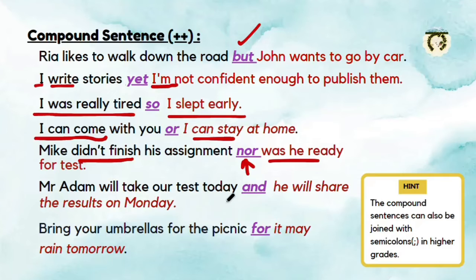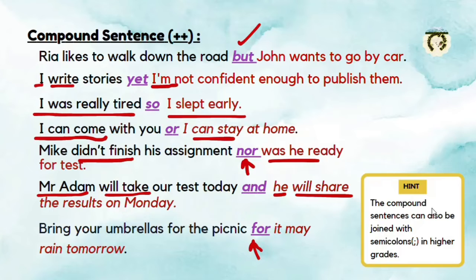Mr. Adam will take our test today and he will share the results on Monday. Mr. Adam is the subject, will take is the verb. He is the subject, will share is the verb. On either side of "and", we have independent clauses. If you read the complete clause, it's a complete sentence joined with "and". Bring your umbrellas for the picnic, for it may rain tomorrow. We use "for" in the sense of "because". However, this is Old English, or you can say it's really formal to use "for" in place of "because". Right? Hope this is clear, but I have a hint for you.